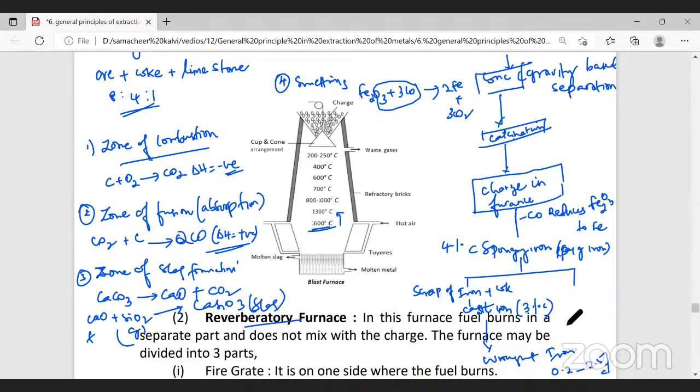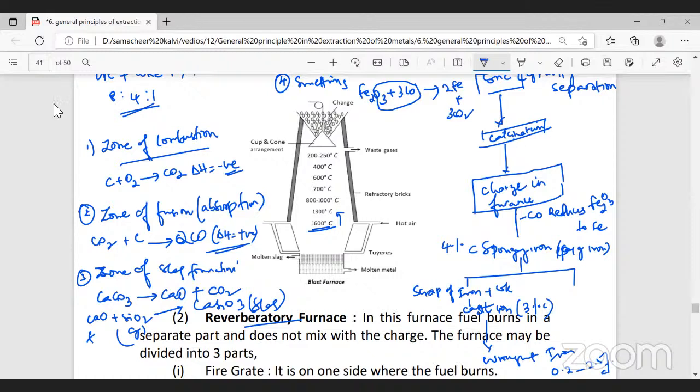This is what we learned. This is a flow chart. They can ask you sometimes the flow chart of extraction of iron. They can ask you to draw the diagram and write the reactions. Five reactions you are supposed to write. Did you follow this? Yes, sir.